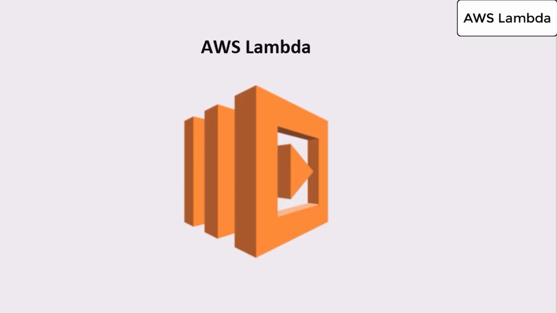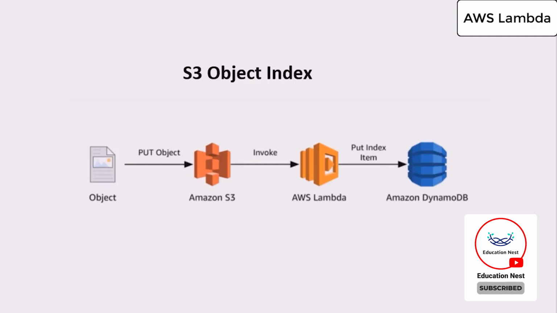Just upload your code and Lambda takes care of everything required to run and scale your code with high availability. You can set up your code to automatically trigger from other AWS services or call it directly from any web or mobile application. Let's understand Lambda function usage using this example.